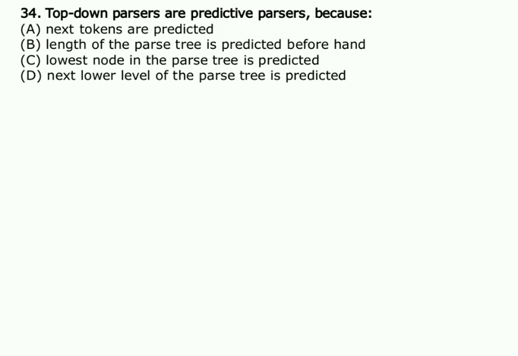The top down parsers are predictive parsers because a predictive parser is a recursive descent parser that doesn't require backtracking. Predictive parsing is possible only for the class of LL(k) grammars. So option A is the correct one. Next token of predicted. Next.